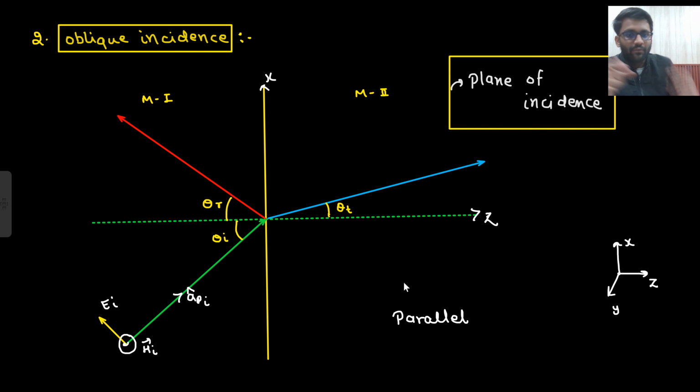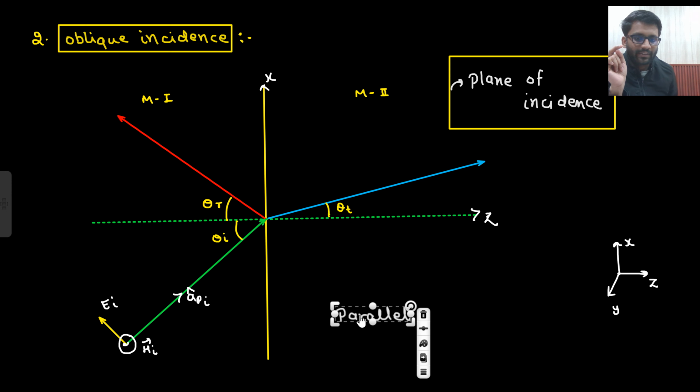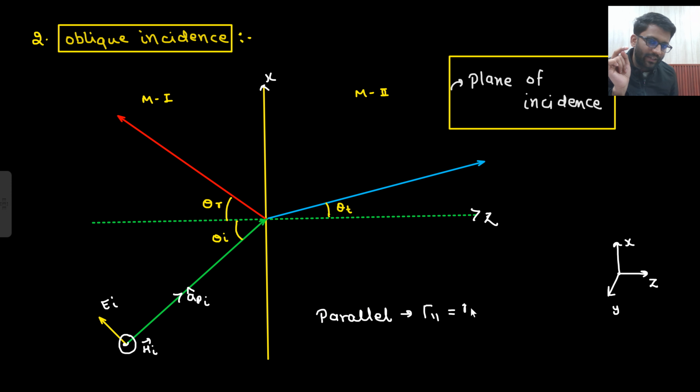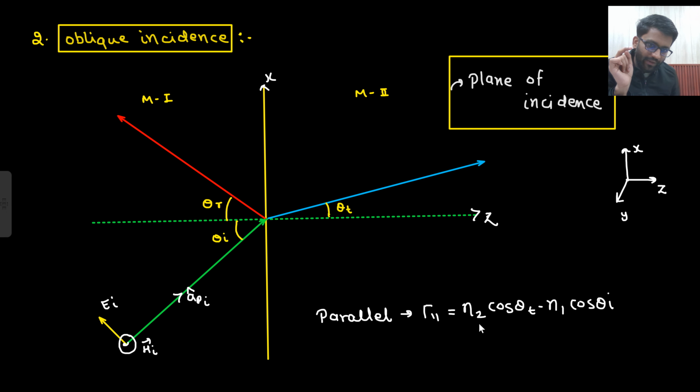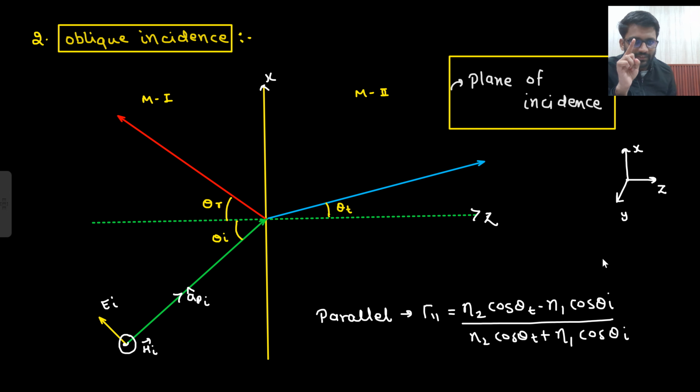Now for parallel polarization, we derived the value of the reflection coefficient. What was that? Neta 2 cos theta t minus neta 1 cos theta I, divided by neta 2 cos theta t plus neta 1 cos theta I. Now this reflection coefficient was only true for an assumption.